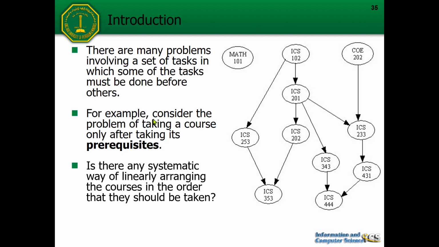So the topological sort is introduced because there are some problems that involve a set of tasks in which some of the tasks must be done before others. For example, consider the problem of taking a course only after taking its prerequisite. Say you want to take ICS 253, then you must make sure that you already took the prerequisite ICS 102. That will be one of the examples of the use of topological sort.